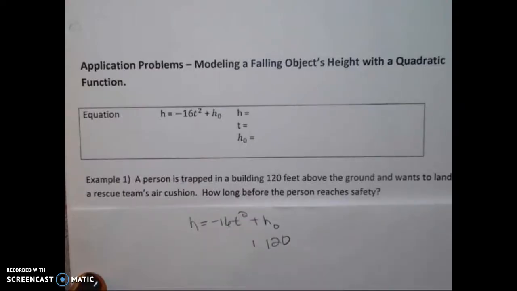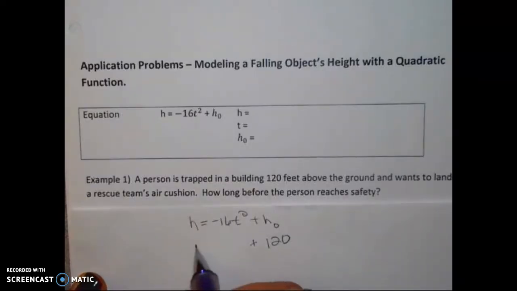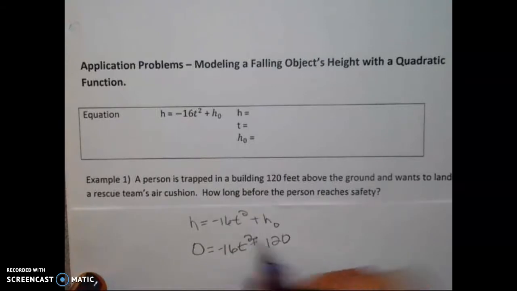And you guys, it lands on an air cushion and then it goes to the ground. So when you land on an air cushion, it gently lowers you to the ground. So you end up at 0. And we're trying to find the time.